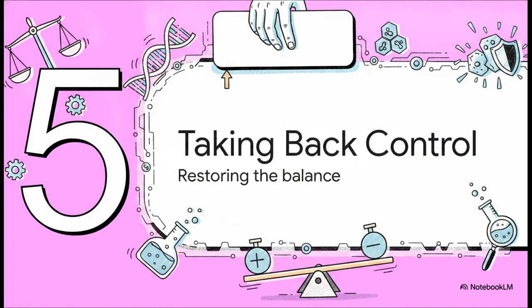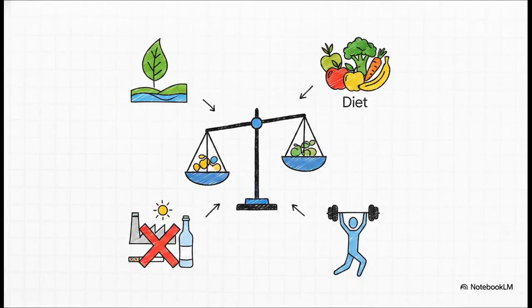All right, let's wrap up with Part 5, Taking Back Control. The good news is we can absolutely influence this balance through research-supported strategies. First and foremost, eating a diet rich in fruits and vegetables gives you a steady, natural stream of those non-enzymatic antioxidants. Regular, moderate exercise is also fantastic, mainly because it actually stresses your body just enough to condition your built-in enzymatic defenses to grow stronger.